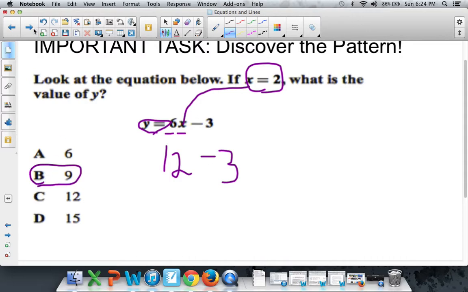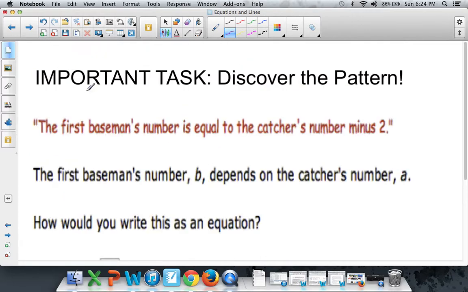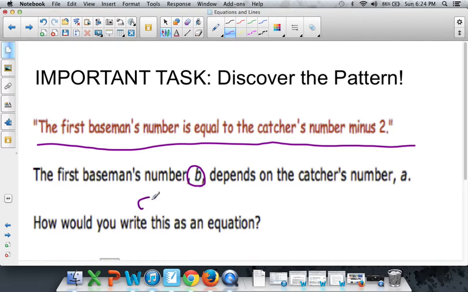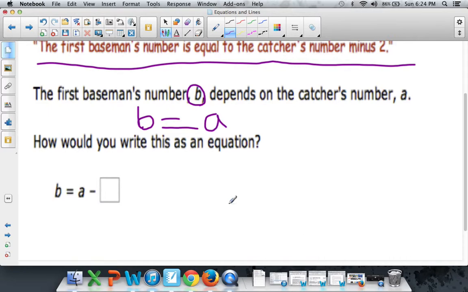Let's move on. Other types of problems to look at. The first baseman's number is equal to the catcher's number minus 2. They're giving you an important statement right here. The first baseman's number, so we'll just put the first baseman's number B is equal to or depends on the catcher's number A. How would you write this as an equation? Well, they have everything you need except for the last part.